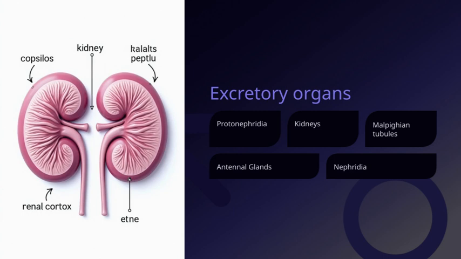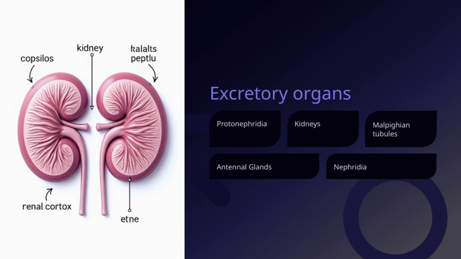Starting with the Malpighian tubules, these are specialized structures in insects that function to remove nitrogenous wastes and help in osmoregulation. They play a crucial role in maintaining the organism's internal balance. Moving on, nephridia are excretory structures present in many invertebrates like earthworms, helping to eliminate waste while conserving essential substances. The kidneys, of course, are the most well-known excretory organs in vertebrates, responsible for filtering blood, removing wastes, and regulating water and electrolyte balance. Then there are antennal glands, which are found in crustaceans like crabs and lobsters.